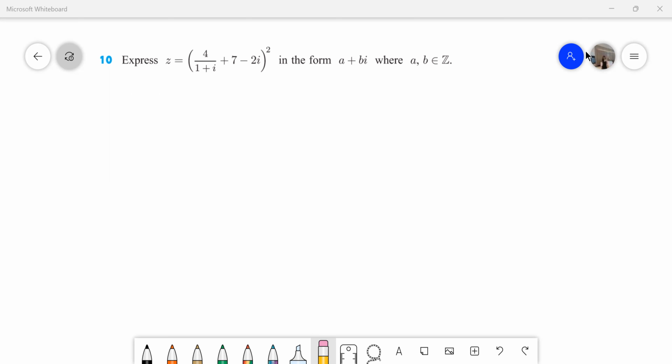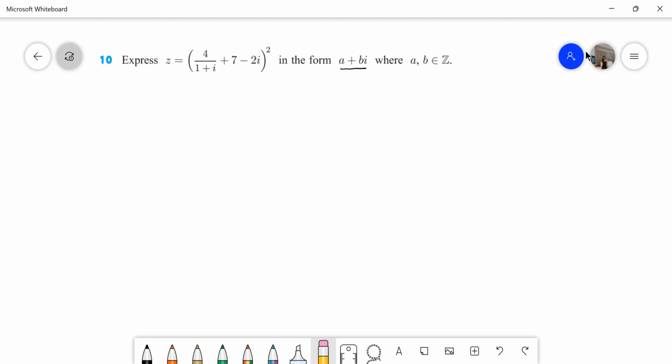So now let's learn how to solve this question. Why I specifically chose this question is because in here you have a fraction 4 over 1 plus i. And we will see how we are going to deal with fractions which have a complex number in the denominator. Okay. So the question mentions: express z, which is equal to 4 over 1 plus i plus (7 minus 2i) squared, in the form of a plus bi. So let's see exactly how we're going to answer this.